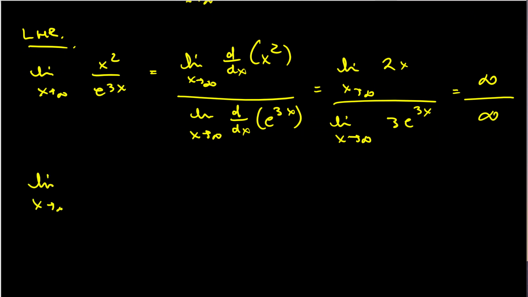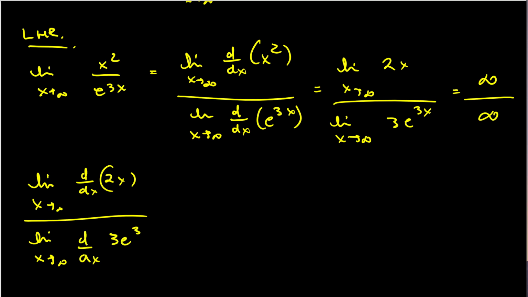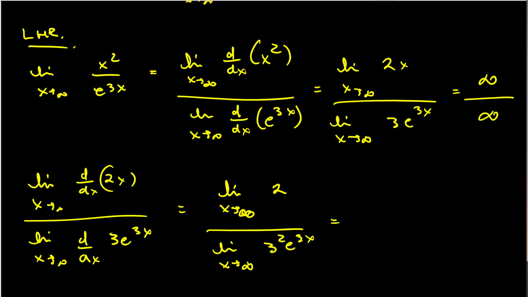So we'll take the second derivative. So taking d dx of 2x and limit as x tends to infinity d dx of 3e to the 3x, we'll get limit as x tends to infinity. The derivative of 2x is 2, and on the bottom, limit as x tends to infinity of 3e to the 3x. The derivative of 3e to the 3x will be 3 squared e to the 3x.